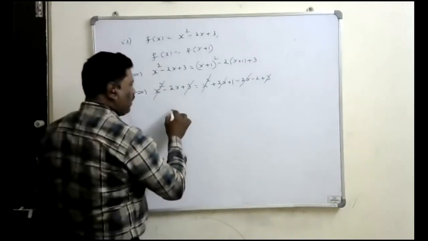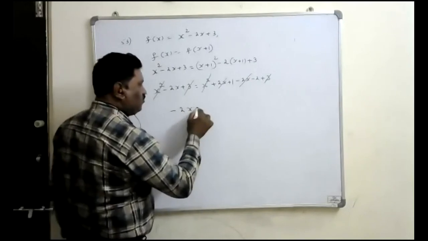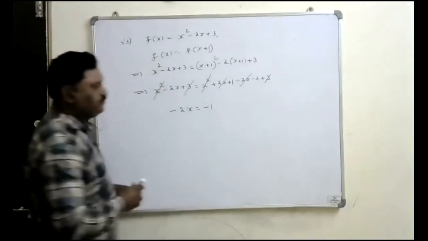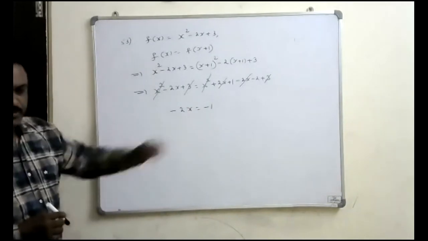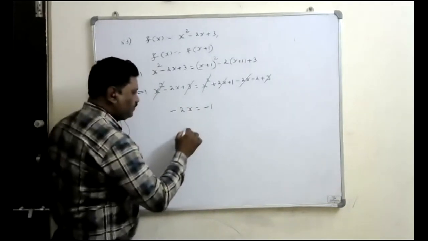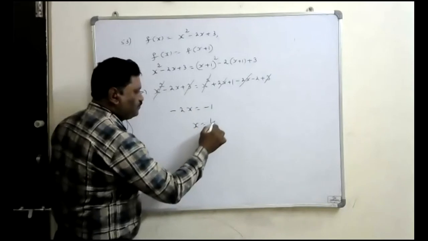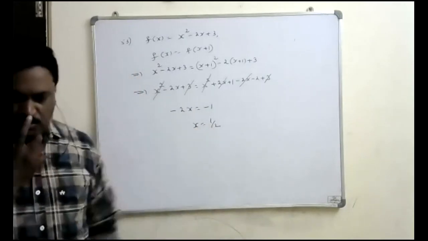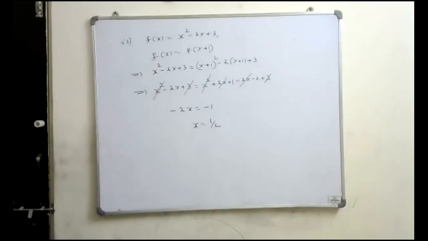बाकी क्या है? Minus 2x here is equal to here 1 minus 2, that is minus 1. Minus 2x equal to minus 1. Tell me what is the value of x? 1 by 2. That's the answer. So that is the solution for it. x equal to 1 by 2. Take that.